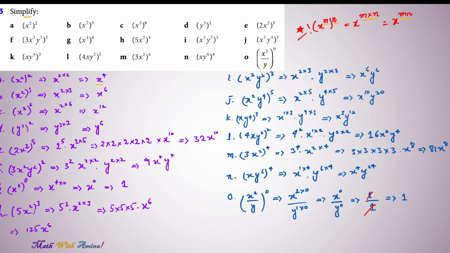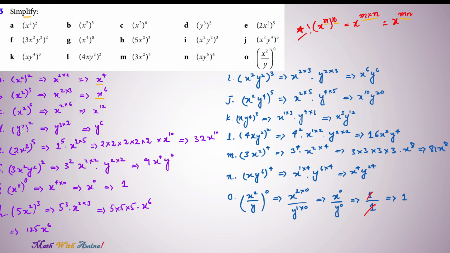The next one is x squared raised to the power of 3. So again we multiply the indices, so it will be 2 multiplied by 3. 2 multiplied by 3 is equal to 6, so it will be x raised to the power of 6. So this is the answer. Third one, x squared raised to the power of 6. So the indices are multiplied. We get 2 multiplied by 6 is equal to 12. So x raised to the power of 12.